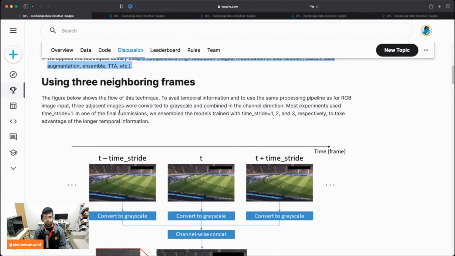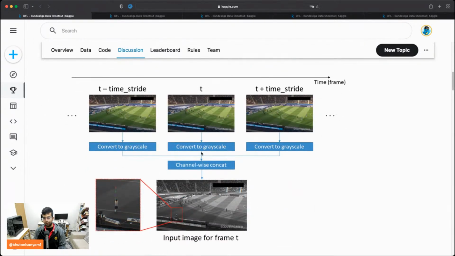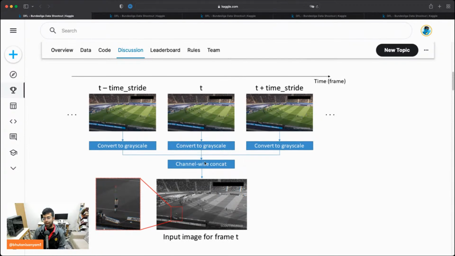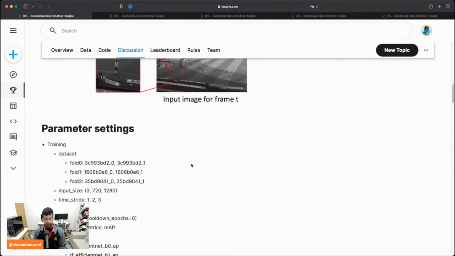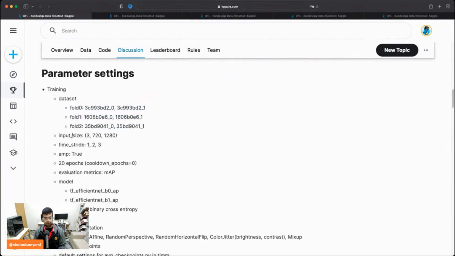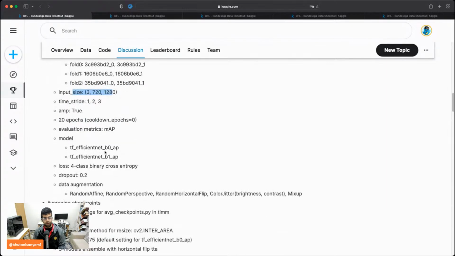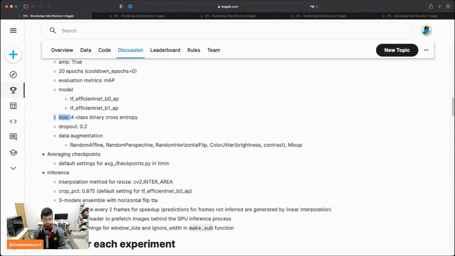So the figure shows the flow of this technique. They have all of these three frames converted into grayscale, concatenated into channels, and input into the model. They share the training settings for different folds, the input size, and apparently it's EfficientNet B0 and B1 models, the ensemble of 2 models.